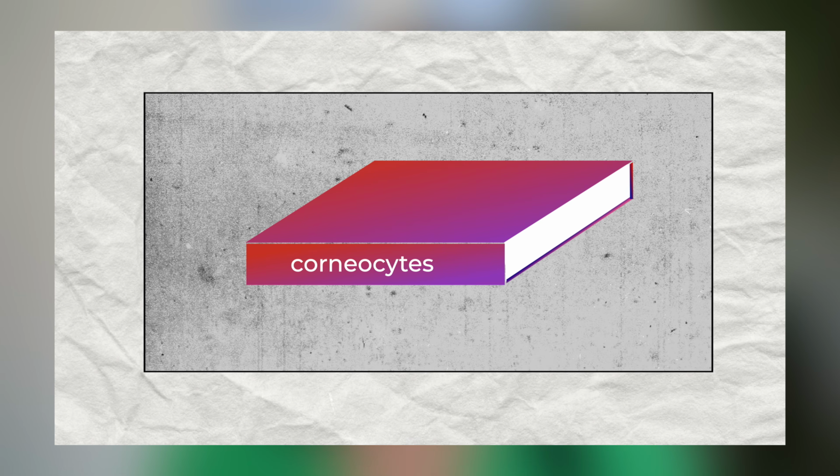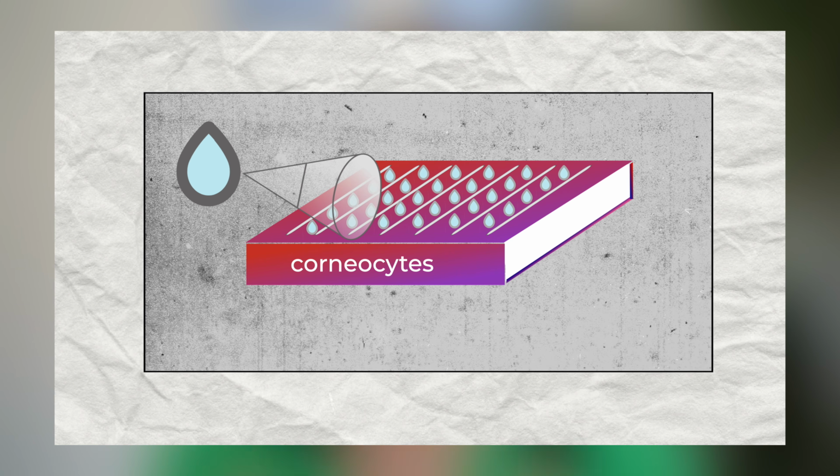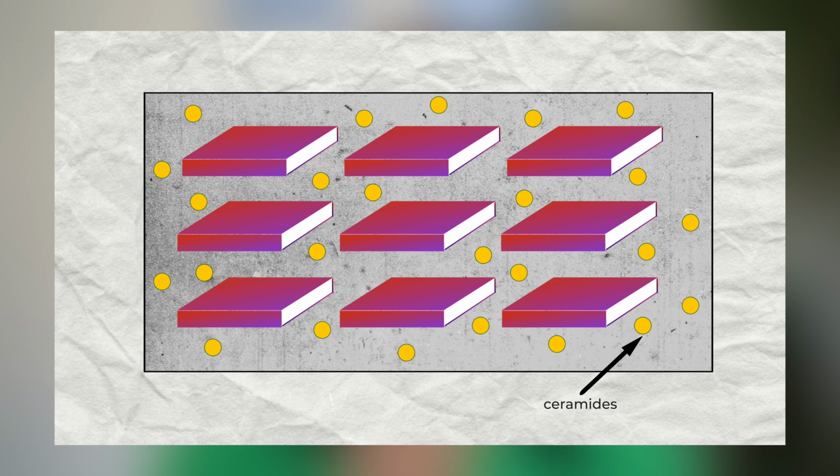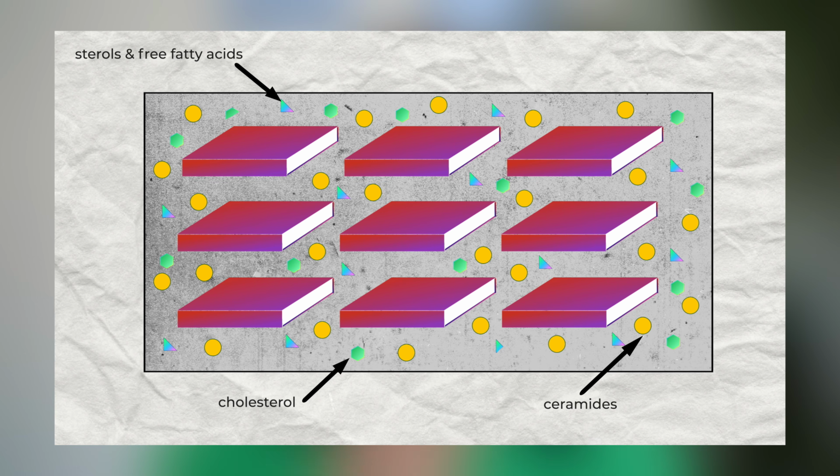In this analogy, you have the corneocytes, which are the bricks, and then you have the intercorneocyte lipids, which are the mortar. Now, a corneocyte is a protein complex that is made up of tiny threads of keratin that can hold large amounts of water between its threads. When it comes to the intercorneocyte lipids, 50% of this mortar, as it were, is made up of ceramides, 25% of it is made up of cholesterol, and the rest of it is made up of sterols, essential and non-essential free fatty acids.